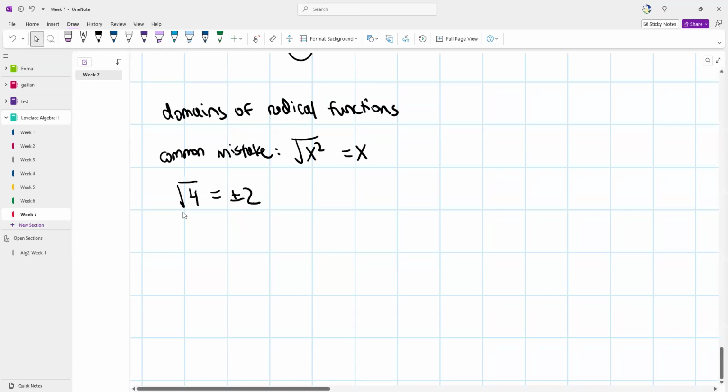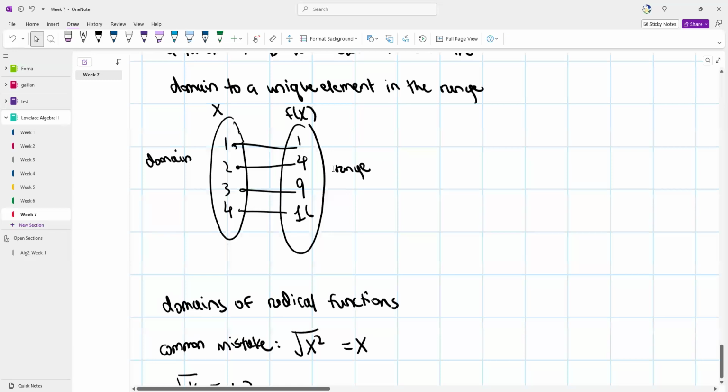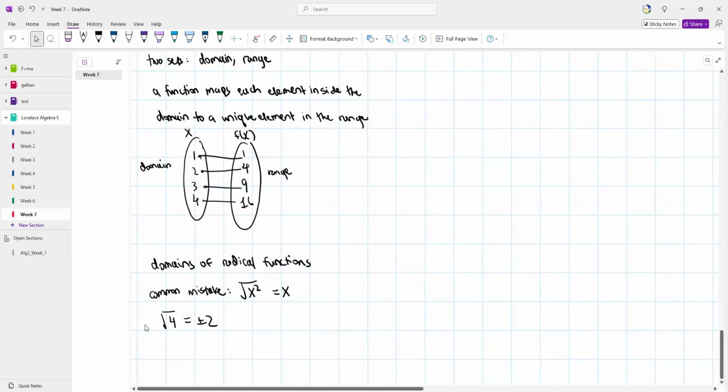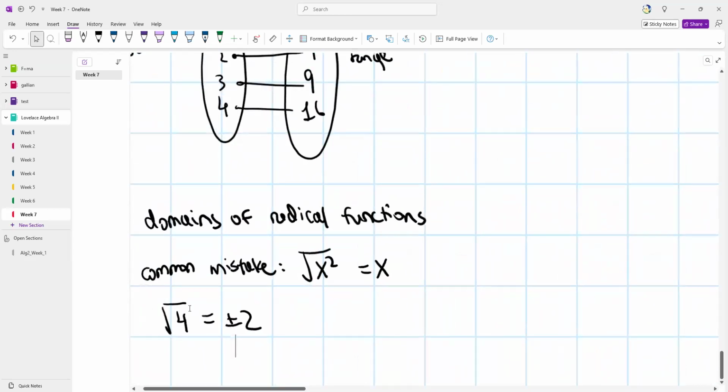But this is not true because the square root is actually a function, and we said earlier that every element in the domain should have a unique element in the range. So the square root of 4 should only have one solution, and by convention, it should be 2, so there shouldn't be a negative. That's something to keep in mind. The reason this is wrong is because what if you have x equal to negative 2? Then negative 2 to the power of 2 would be 4, and the square root of that would be 2, and that's not equal to negative 2.